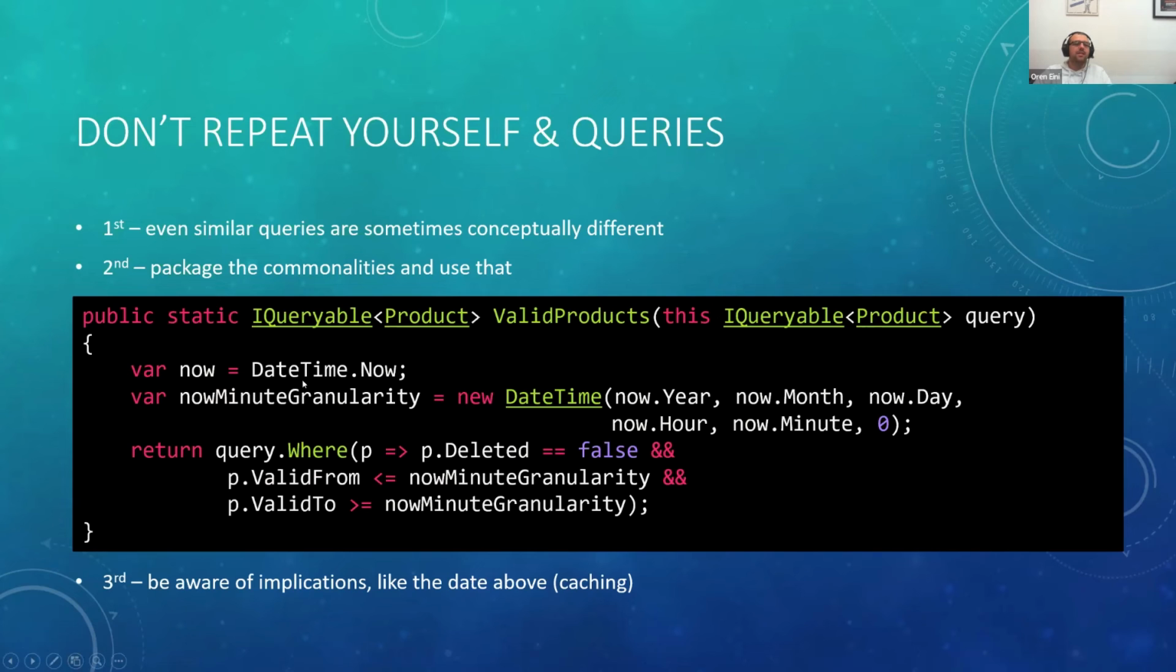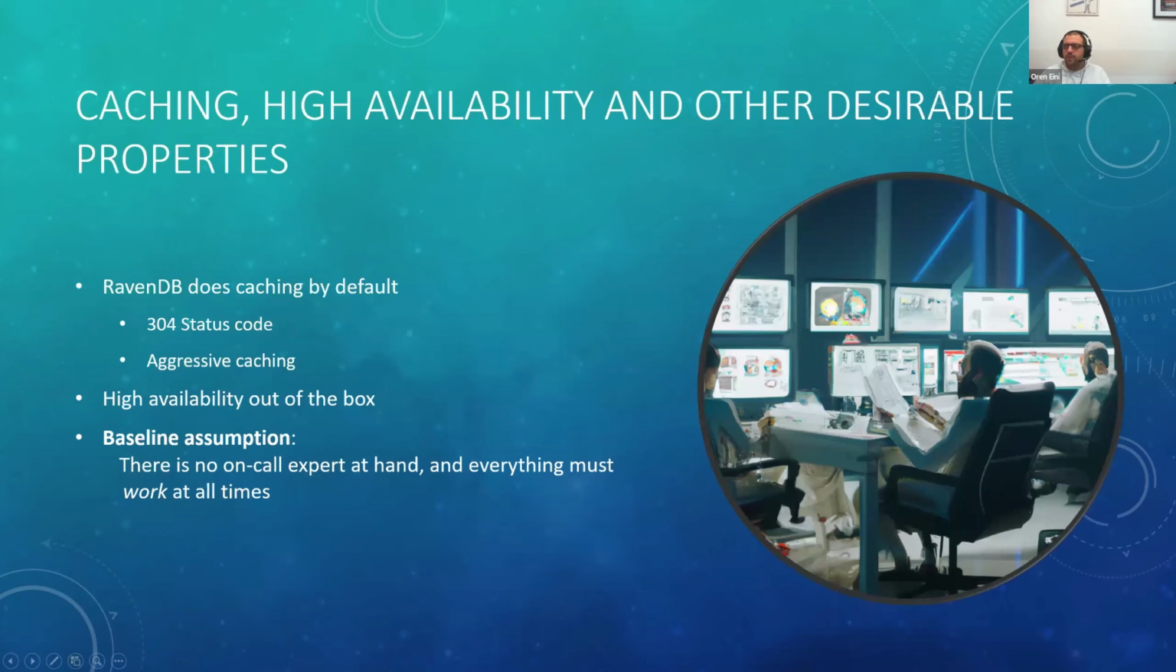The idea here is that whenever I'm accessing a date, I have to consider at what granularity I query. If I query on a millisecond granularity, that means that every time I issue the query, I'm going to be unable to use a cache on that. But wait, didn't I say that caching is bad because it's really, really complicated? Well, let's talk about this. What's going on? RavenDB does caching by default.